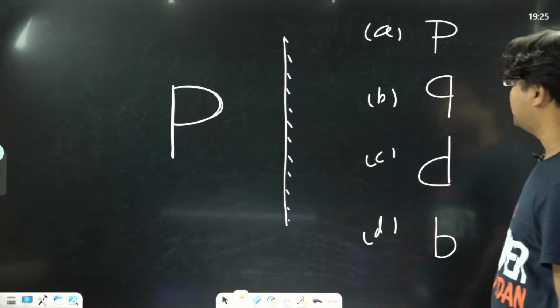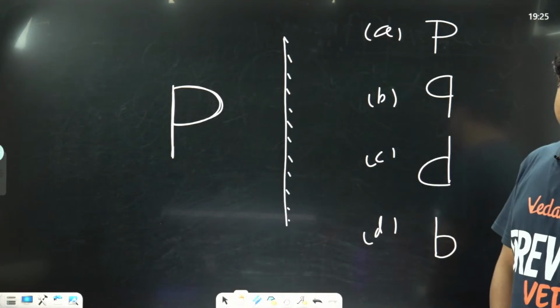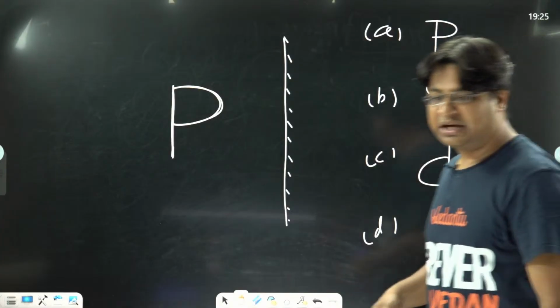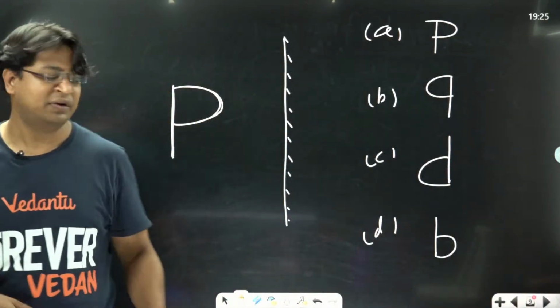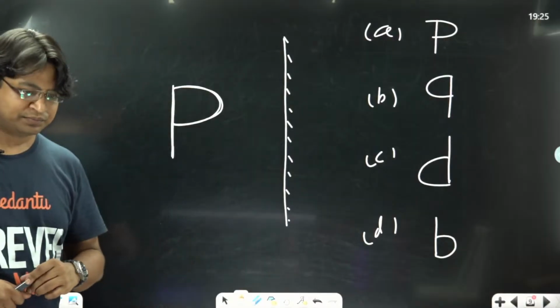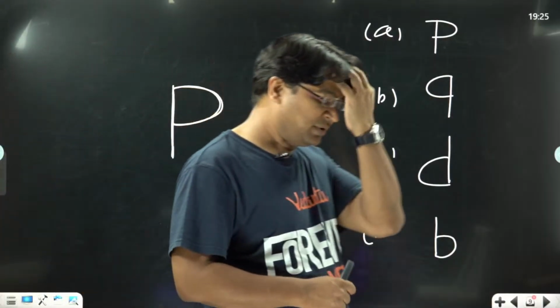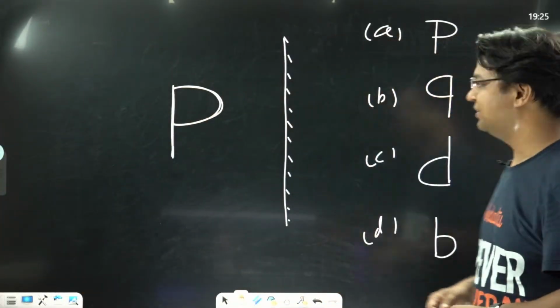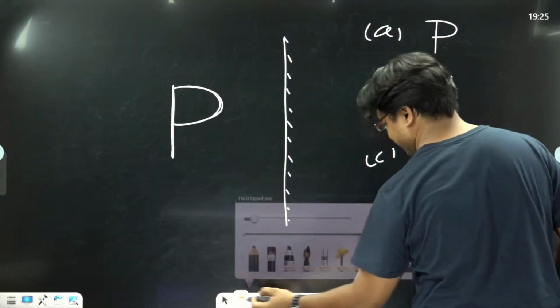A, B, C, D? Which shape do you think is the right one that represents the image of this object? Which shape is the right one? Correct, Chandradeep. So option B is the correct one here.